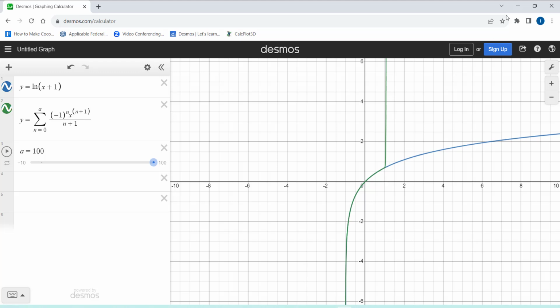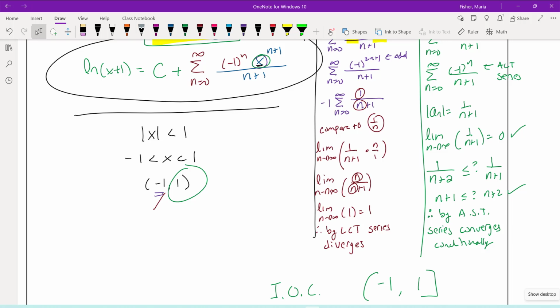That's it for representations of functions as power series.